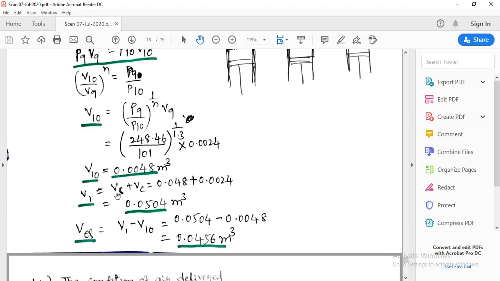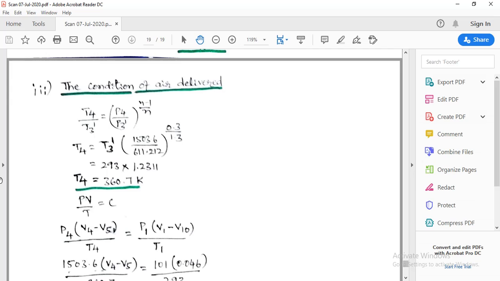V1 is equal to, we know, Vs plus Vc: 0.048 is Vs plus 0.0024 is the Vc. That is, V1 is equal to 0.0504 meter cube. The effective swept volume is equal to V1 minus V10. V1 is 0.0504 minus 0.0048, which is equal to 0.0456. This is the swept volume of the first cylinder, the effective swept volume.